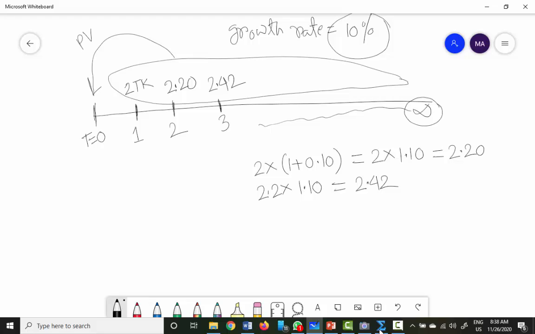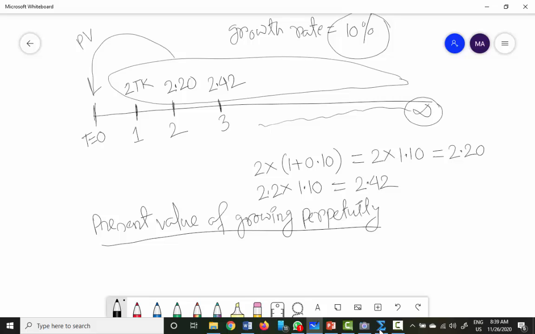As I said before, this is a growing perpetuity. So we need to find out the present value of the growing perpetuity. The present value of growing perpetuity formula is C divided by R minus G.